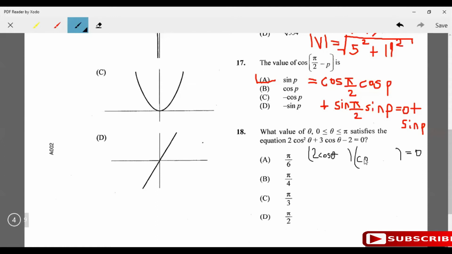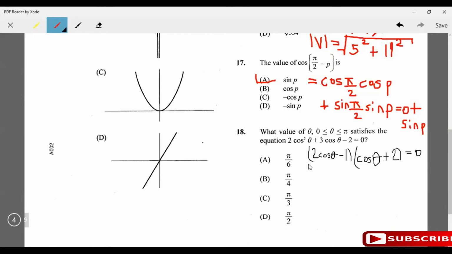So it's cos theta and 2 cos theta. In order to get 2, it has to be 2 and 1. Now, the next thing that we need, it says it needs to be plus 3 cos theta. So we're going to put the plus 2 right here and put the minus right here. All right. So now that's what we're solving.